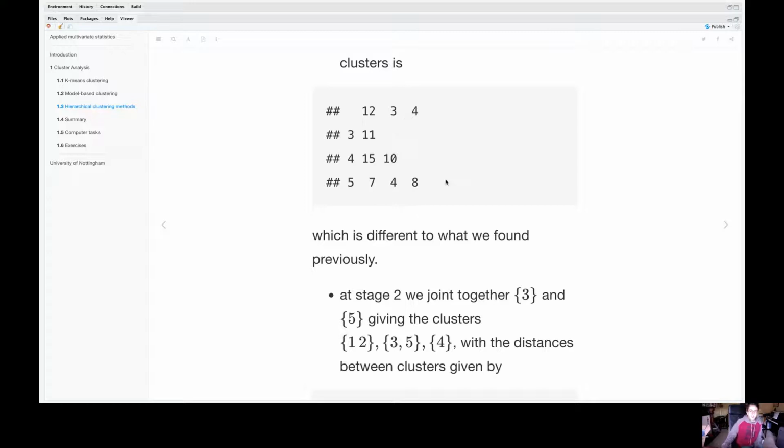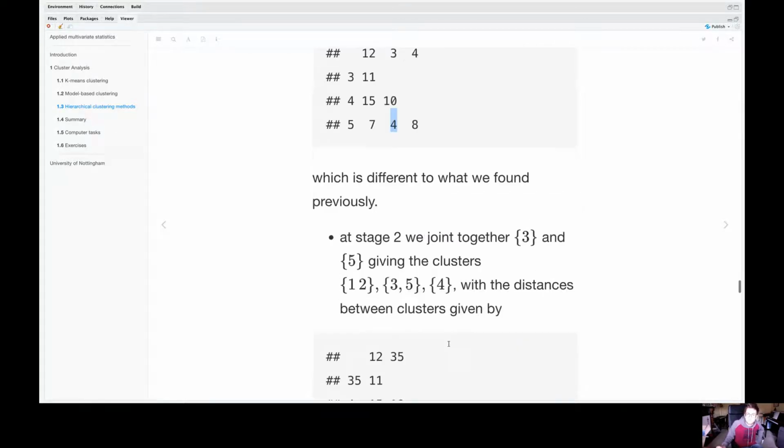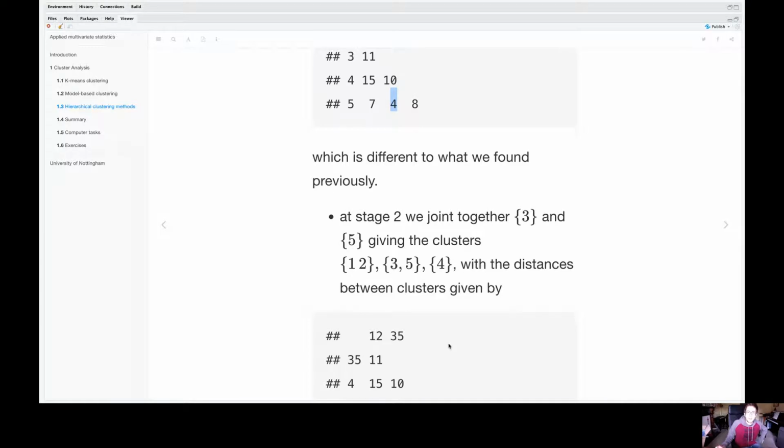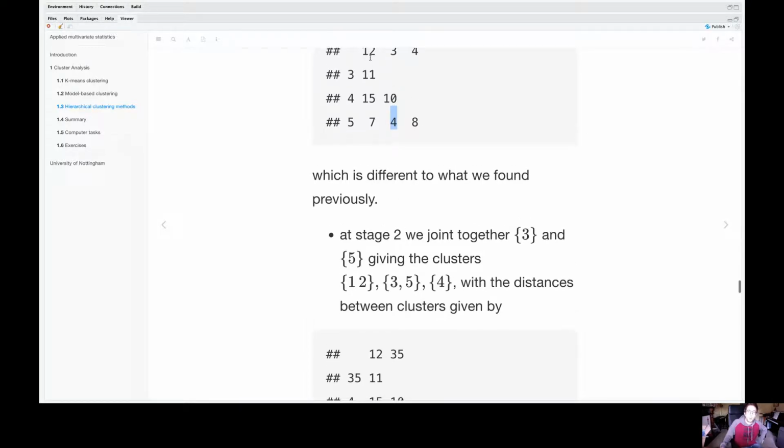So what do we do at this stage? Well, again, we join together the clusters that have the smallest distance, which is going to be clusters 3 and 5. We're going to join them together, so we're going to get 1, 2, 3, 5, and 4. And now, when we think about the distance matrix, what's the distance between 1, 2 and 3, 5? Well, it's the maximum of this number and this number, so it's going to be 11. Okay, so we're using the complete linkage method. We pick the maximum distance.